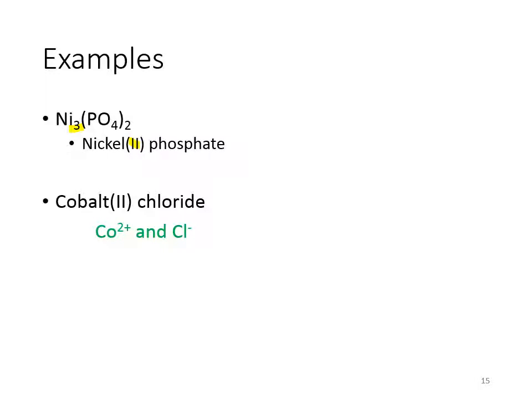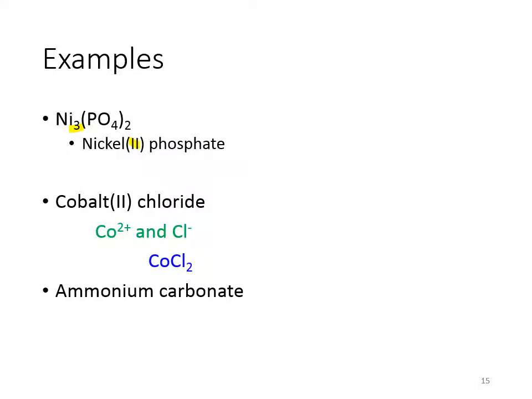So to get 2 negative charges, we will need 2 chloride. To get 2 positive charges, we only need 1 cobalt. To get the 2 negative charges to balance that, we're going to need 2 chlorides. So when we write the formula, we have to indicate the 2 chlorides by putting a subscript 2 after the Cl. Again, notice there was nothing in the name that said 2 chlorides. But based on the charges, we deduced that we had to have 2 chlorides for every cobalt.